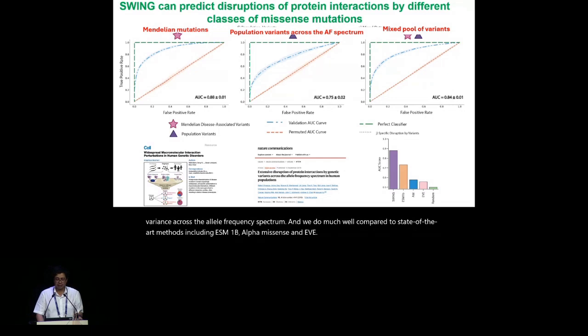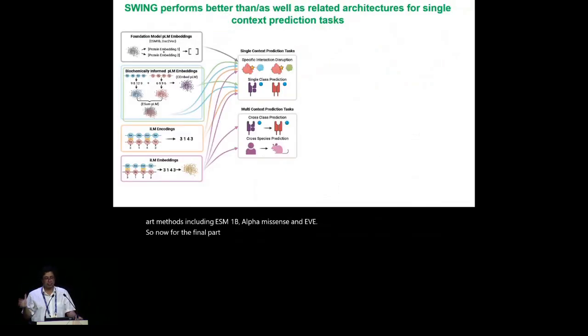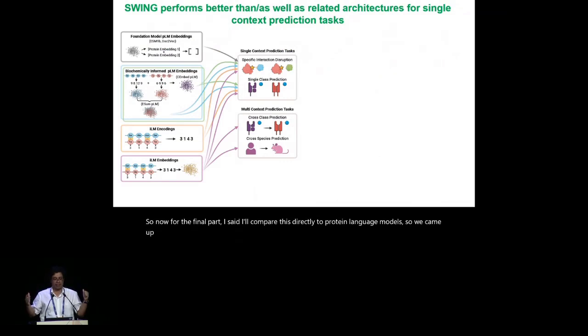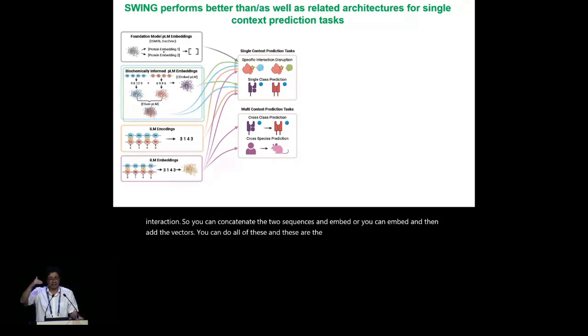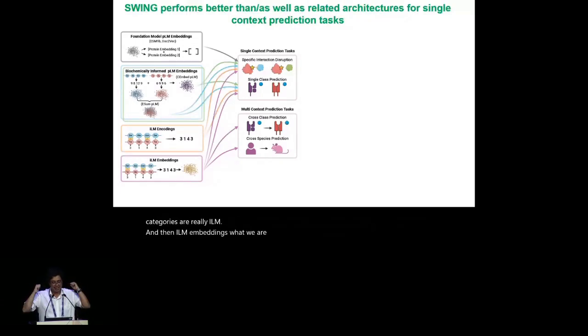So now for the final part, I said I'll compare this directly to protein language models. So we came up with 4 conceptual paradigms. One is you can just take a foundation model, PLM embeddings. You can also biochemically inform these PLM embeddings, but you are really not encoding the interactions. You can concatenate the 2 sequences and embed, or you can embed and then add the vectors. You can do all of these, and these are the first 2 categories. The next 2 categories are really ILM encodings and then ILM embeddings. What we are doing, we are representing the interaction.